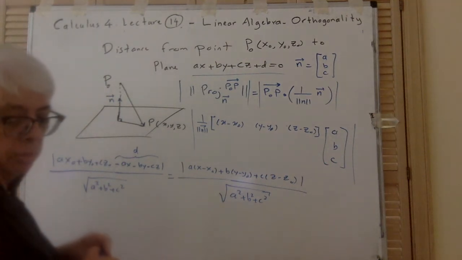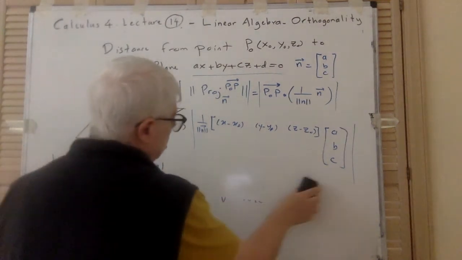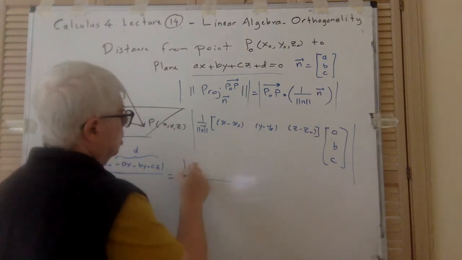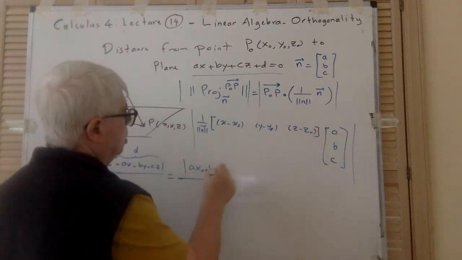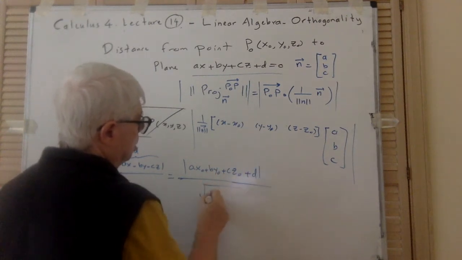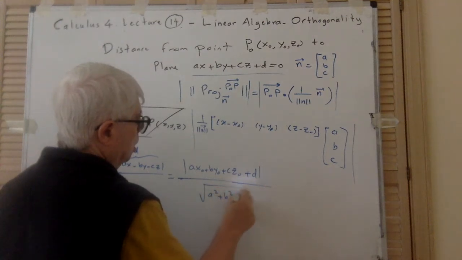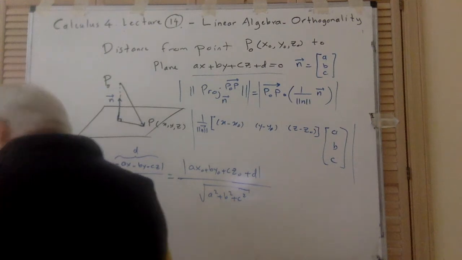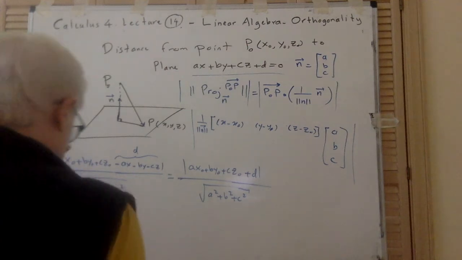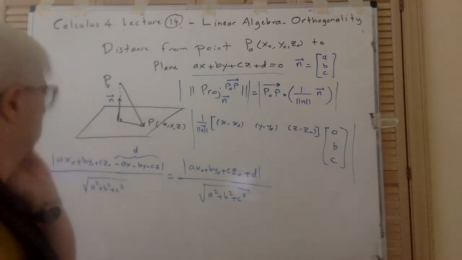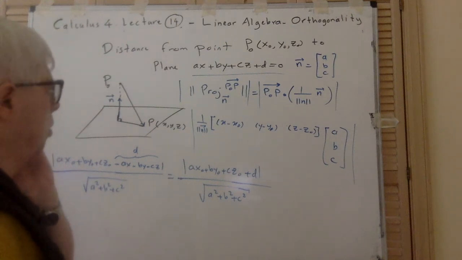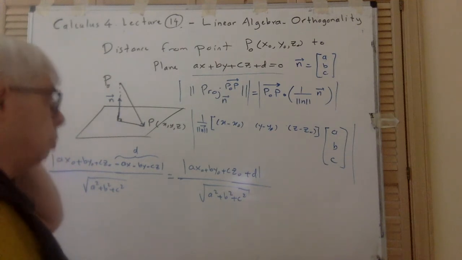The equation will become a simple one. It's like the equation of the plane, in fact. So it becomes this: the absolute value of ax0 plus by0 plus cz0 plus d, over the square root of a squared plus b squared plus c squared. So that is the distance from a point to a plane.